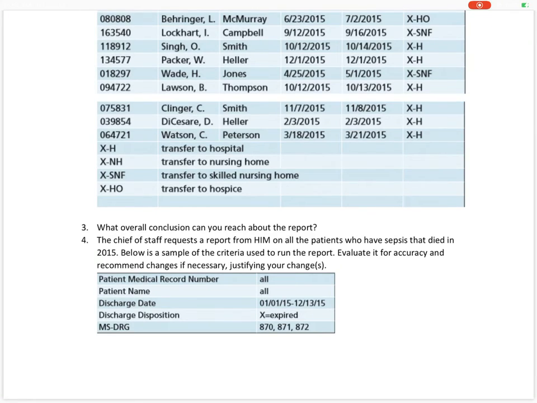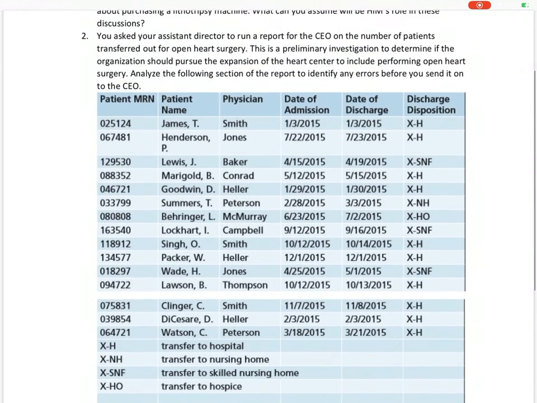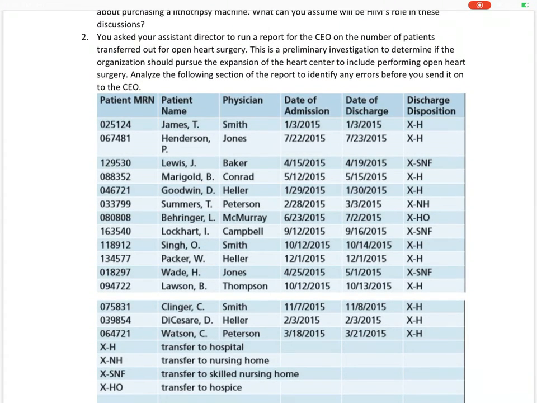All right, number 3, you need to look at your overall conclusion for the report. So think about what you know as far as coding goes, whether or not you think this information in the report above is actually going to be helpful.